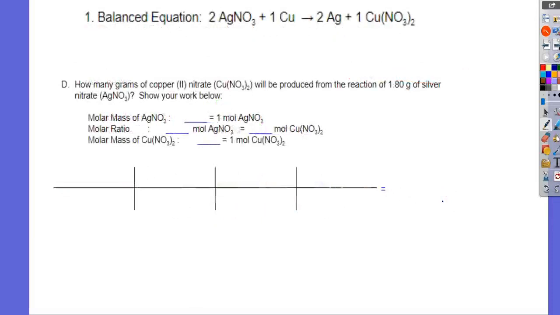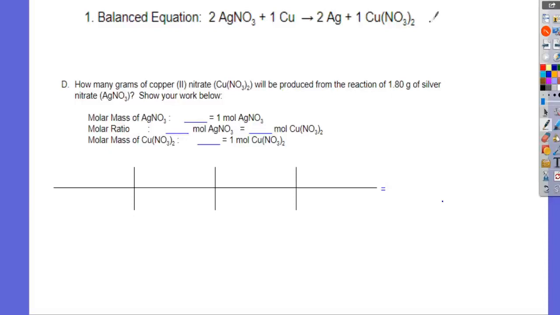Question 1D from our Gizmo was the last one we went over in class. The first question was, how many grams of copper 2 nitrate will be produced from the reaction of 1.80 grams of silver nitrate? So our first equivalency is asking, what's the molar mass of silver nitrate?